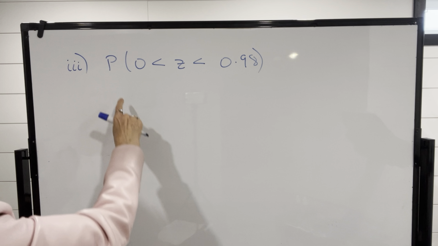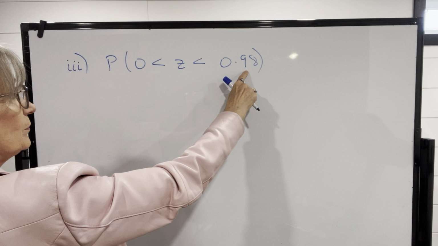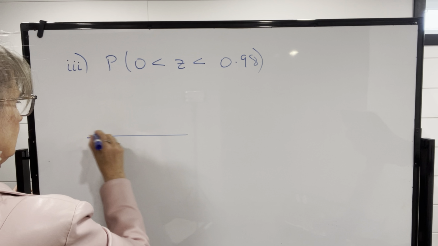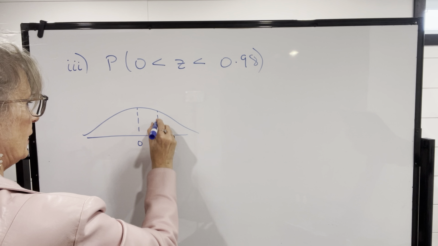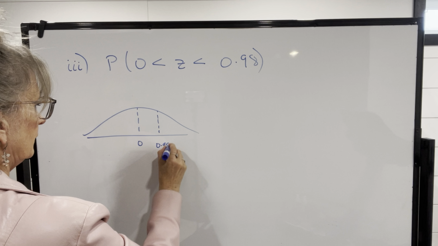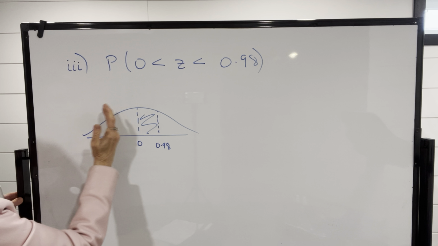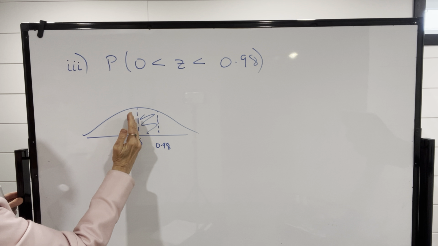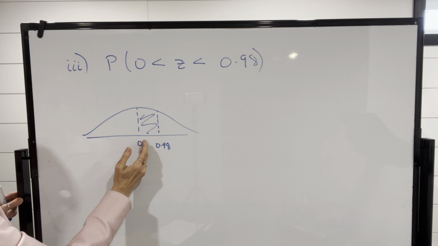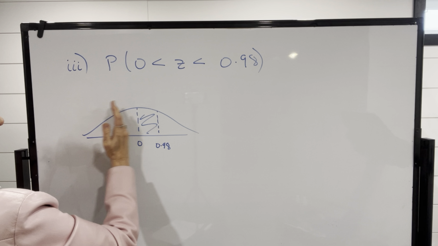In our third example, we'd like to find the probability that z is between 0 and positive 0.98. What will that look like? 0 and positive 0.98. So we're finding this area here. In order to find that, we're going to find the area to the left of this z-score and subtract the area to the left of this z-score. So we'll start off with the area using 0.98 as our z value.